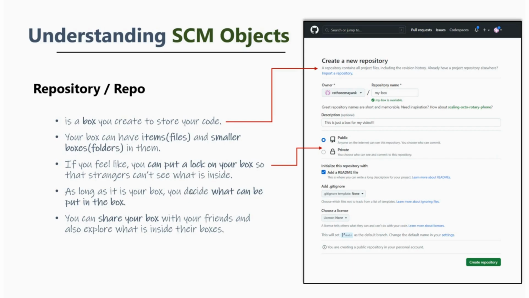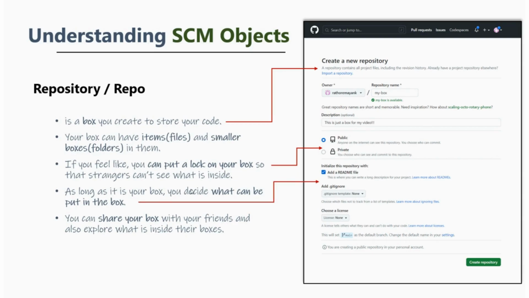Public repositories can be downloaded and looked into by anybody who is online, whereas private repositories will definitely need some kind of authentication to assure that the identity of the person who is trying to access is the same as the person who created the repository.